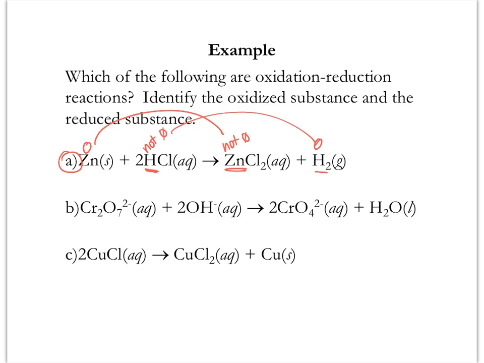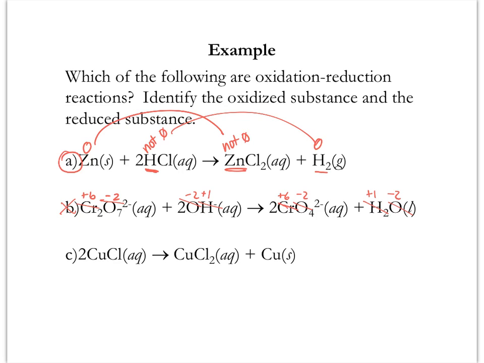If you look at B, this one's more complicated because you don't have any free elements that you could just lean on. So we'll figure this one out. So this would be a +6, +1, -2. This is a -2, +6. And this is a +1, -2. So if you look at these oxidation states, chromium is a +6 across the board. Each oxygen is a -2 across the board, and each hydrogen is a +1 across the board. So this is not a redox reaction because there's no change in oxidation state.